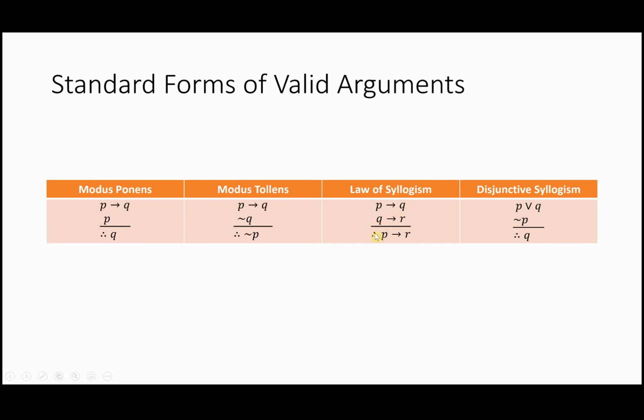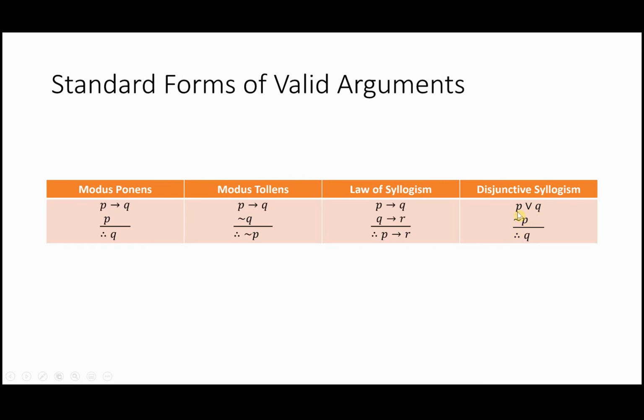Well, cut out the middleman of Q, and you should be able to go straight from P to R. So anyway, the law of syllogism is basically a logical illustration of the transitive property. Lastly, we have the disjunctive syllogism, which is to say if you have P or Q happening, right? That means one of them has to be true.